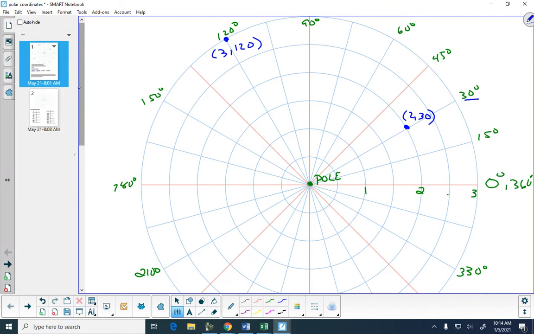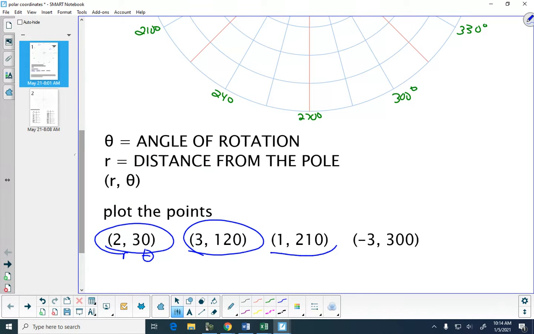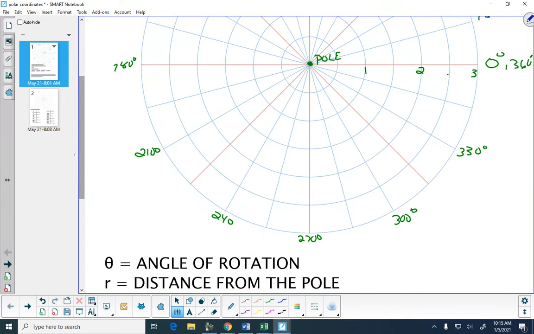Now what I want you to do is plot the ordered pair (1, 210). Go to the 210 line and go out 1 unit on the 210 line. Here's my 210 line here. I'm going to count out 1 unit. So hopefully you placed it at this point there.